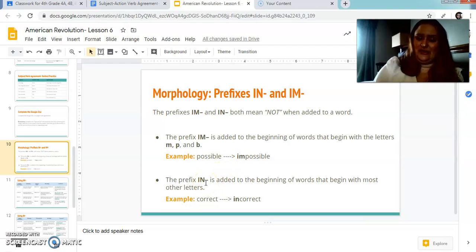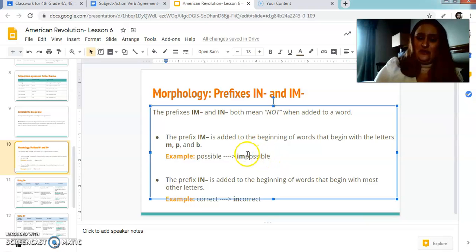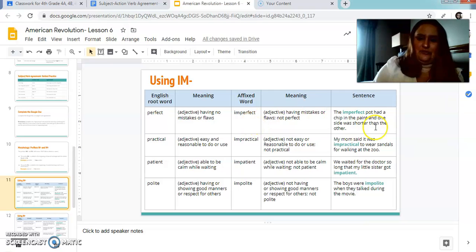Not impossible. I know that that's something that people get wrong a lot, but remember, just because it begins with a P, you're going to write I am, impossible. The next one, in, means the exact same thing, and it's added to the beginning of words like everything else, basically. So if it doesn't begin with M, P, and B, you're going to put in instead of im. So correct. If you want to say something is not correct, you would say incorrect, not im. So in, incorrect.